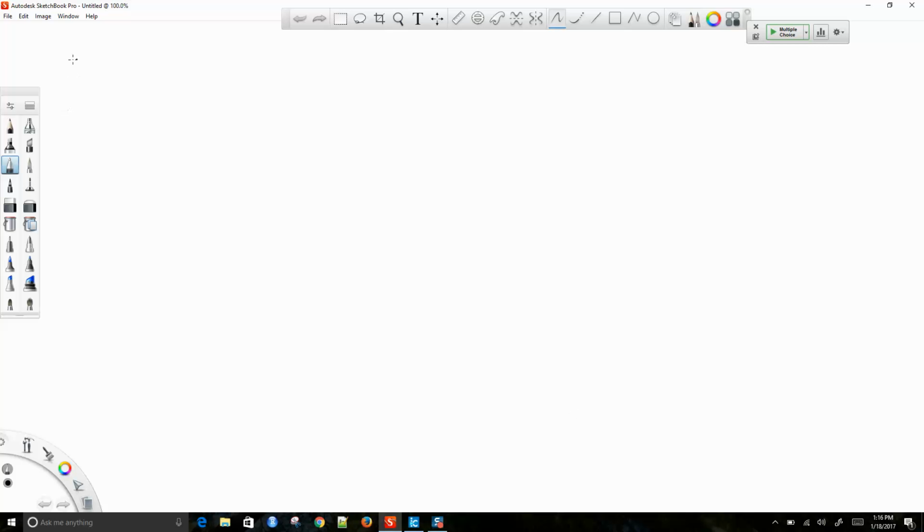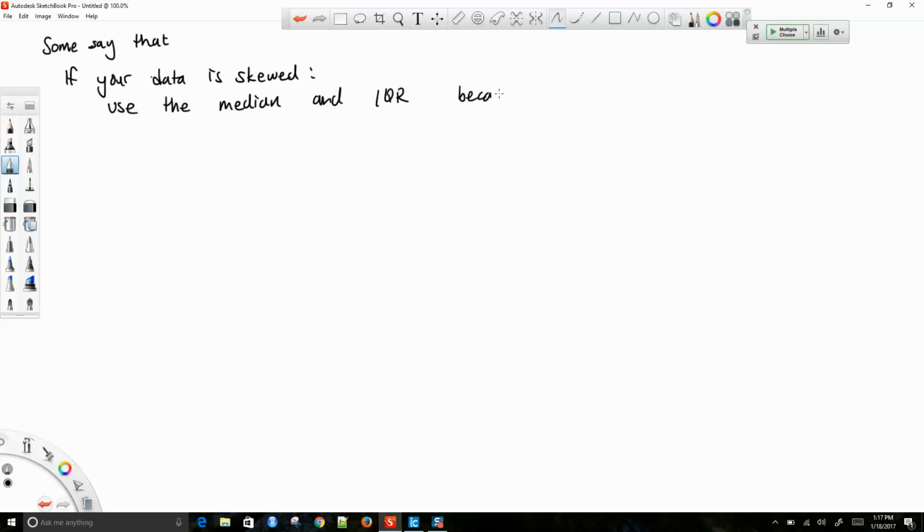Okay, and so according to our textbook, some say that if your data is skewed, use the median and the IQR, because they are not affected by extreme values.